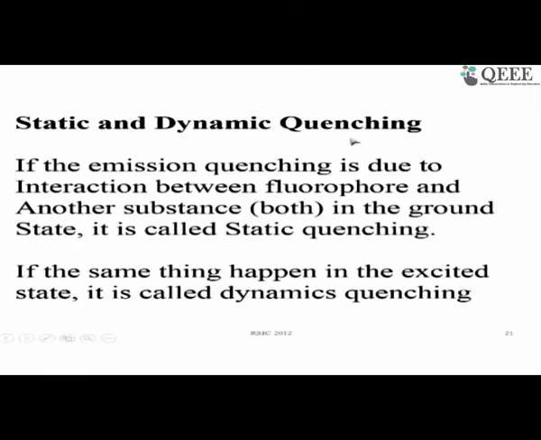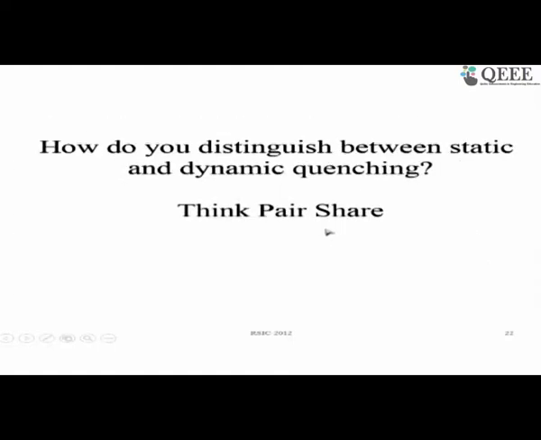There are two different types of quenching, one is called static, another one is called dynamic. The only difference is that when the fluorophore and the other substance interact in the ground state, it is called static quenching, whereas in dynamic quenching, the fluorophore is in the excited state and the other substance is in the ground state. So anything that happens to the fluorophore in the excited state is called dynamic quenching. Anything that happens in the ground state is called static quenching. Now the question comes to you, how do you distinguish between static and dynamic quenching?